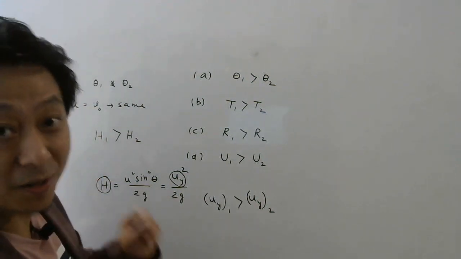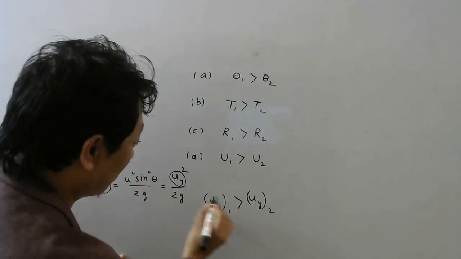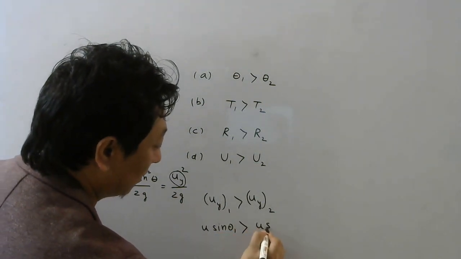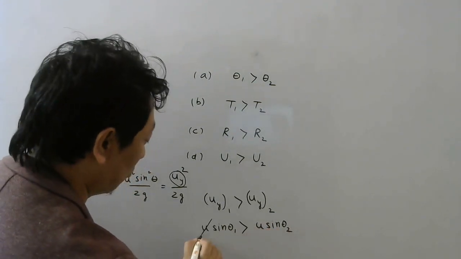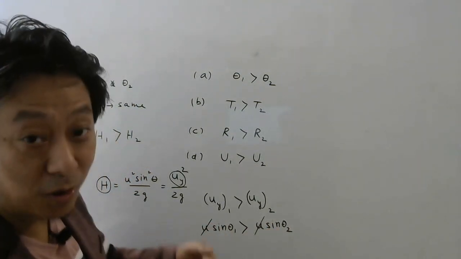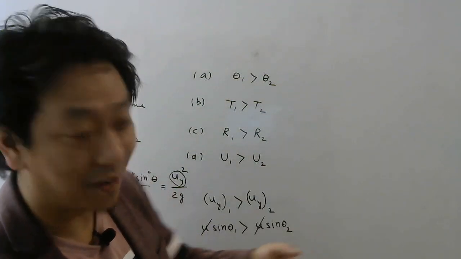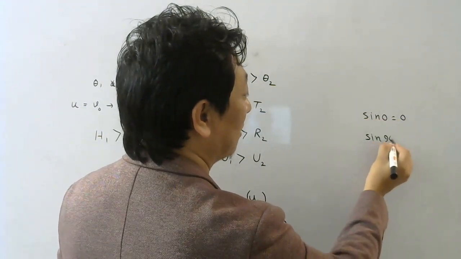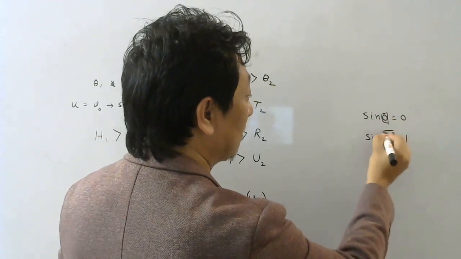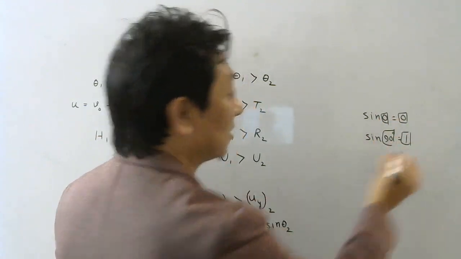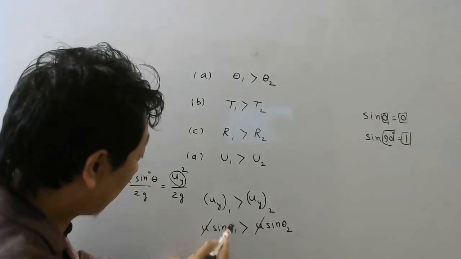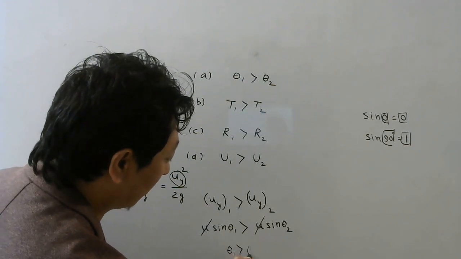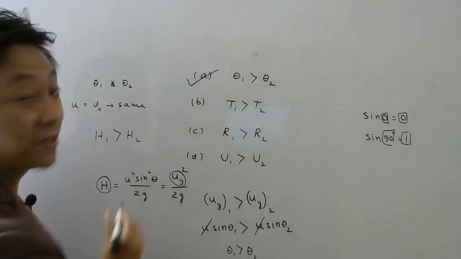Now uy formula is what? U sine theta, but u is same. So uy for the first particle will be u sine theta 1, and for the second particle u sine theta 2. U is same, so it will cancel. And since you all know sine function increases with angle, right? Sine 0 is 0, sine 90 degree is 1. So when angle increases, sine function also increases from 0 to 1. So if this sine function is more, angle also should be more than this angle. So theta 1 will be greater than theta 2. So option A is correct.